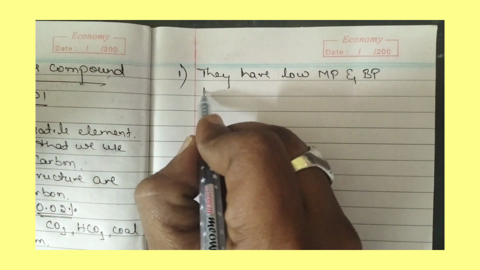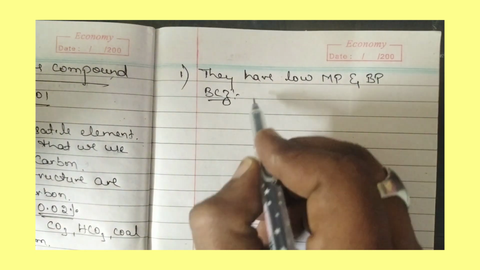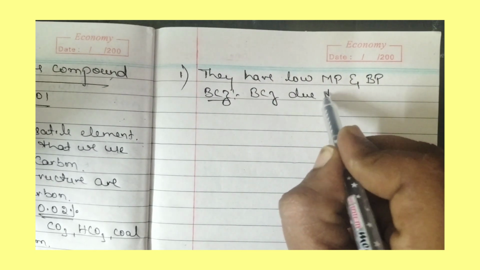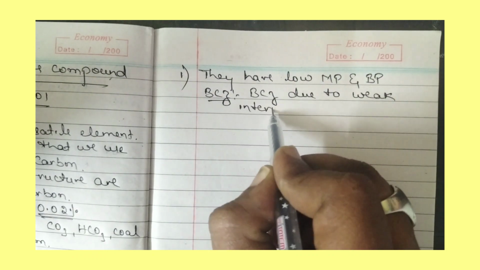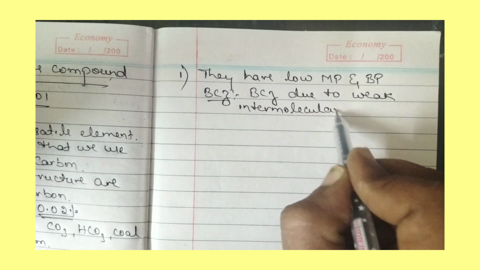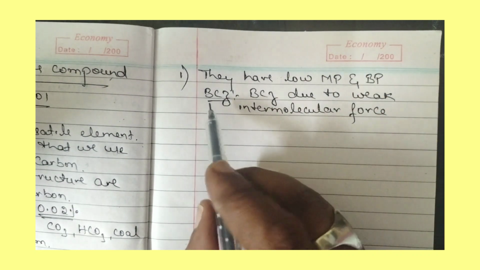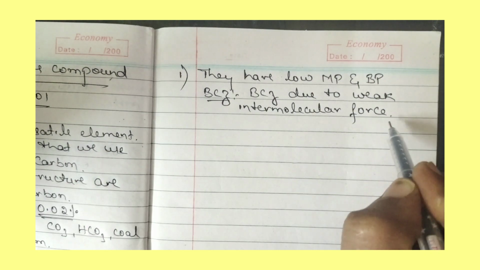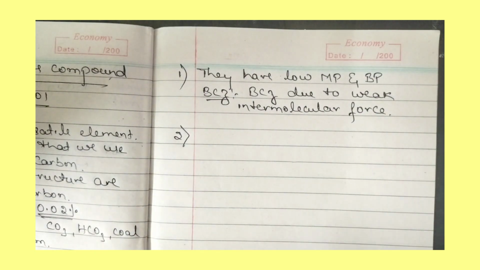What is the reason why covalent compounds have low MP and BP? Because of weak intermolecular force, the force between the molecules. So carbon compounds have low MP and BP due to weak intermolecular force. This is the first property.